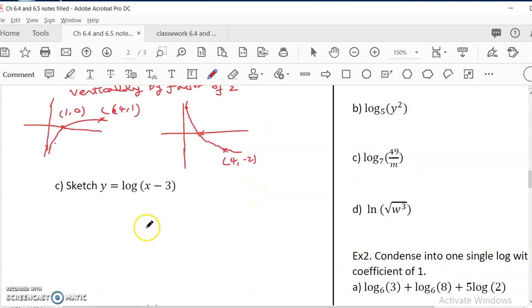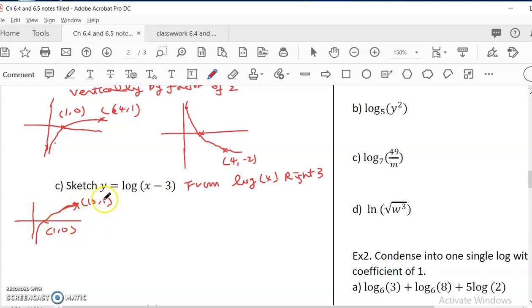Oh, this one is easier. So this is a transformation from what? From log x. Log x means log base 10 of x. Right 3, right? Because it's minus 3 inside, it's right 3. So the original one is always like this, with the point 10, 1. Actually, it should be 1, 0 and then 10, 1.